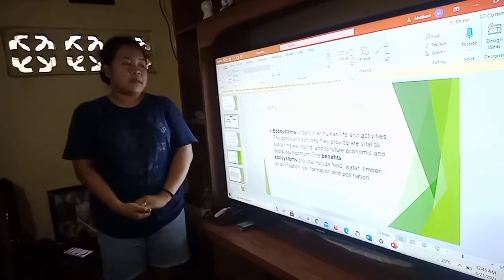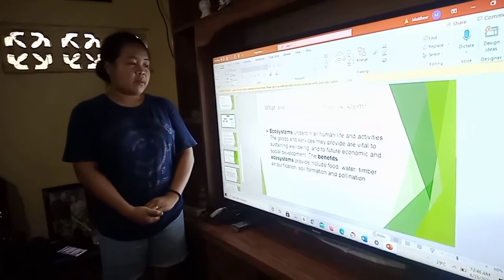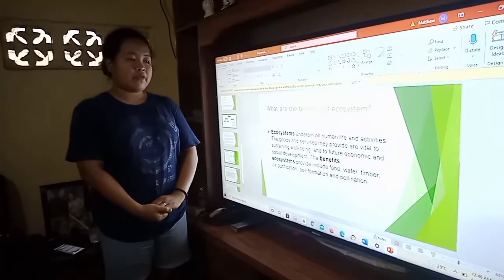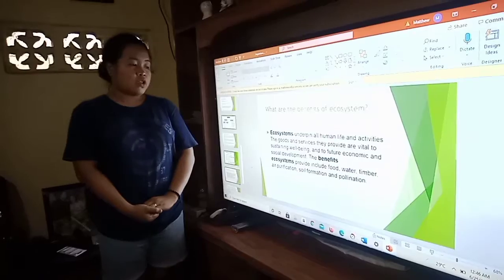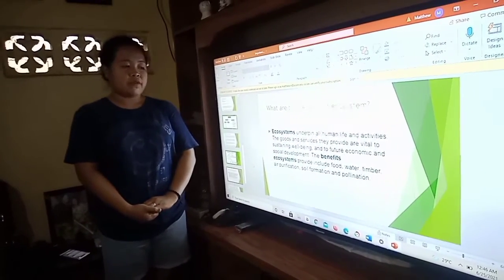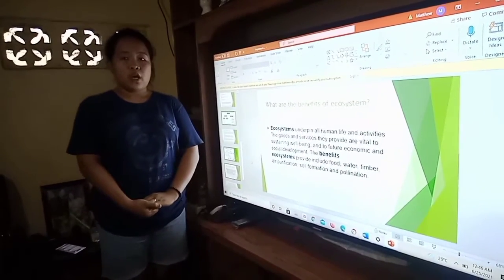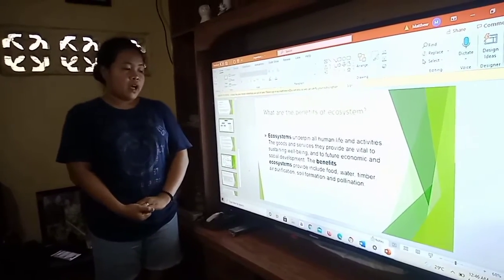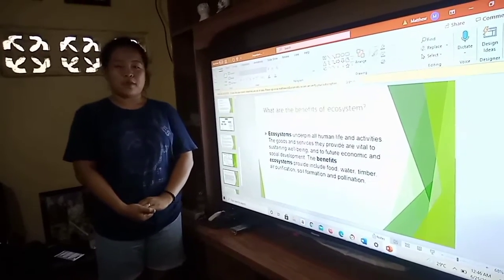And we have benefits of ecosystem. Benefits of ecosystem underpin all human life and activities. The goods or services they provide are vital to sustaining well-being and to future economic and social development. The benefits ecosystems provide include food, water, timber, air, air purification, soil formation, and pollination.